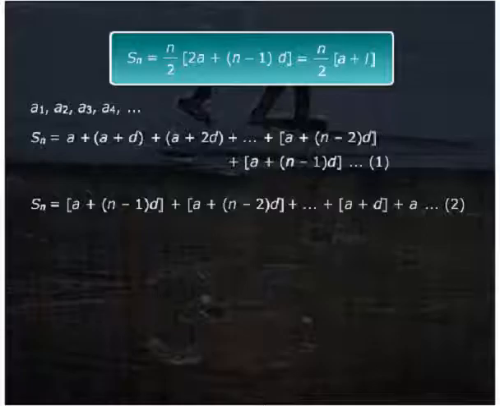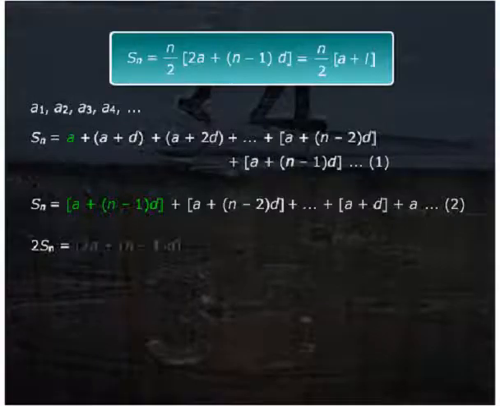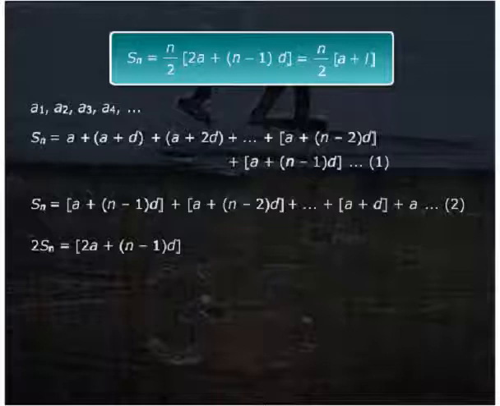Now something interesting will happen. Let's add the left hand side. What do we get? Sn plus Sn, that is 2Sn. Now this should be equal to, and now is something that we have to do carefully. Add the corresponding terms. So a plus n minus 1 into d. What does that give you? Yes, 2a plus n minus 1 into d. So far so good. Now we add the second corresponding terms. So a plus d plus a plus n minus 2 into d.